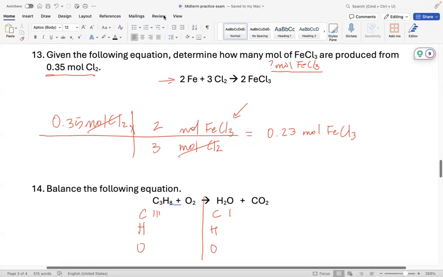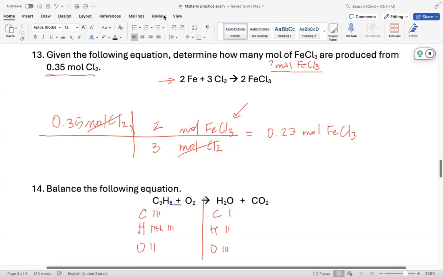All right. I see 8 hydrogens on the left, 2 on the right from this guy here. Oxygens on the left, I just have 2 from this. And then on the right, I have 3. So I have 2 here and 1 here. So 1 plus 2 equals 3.